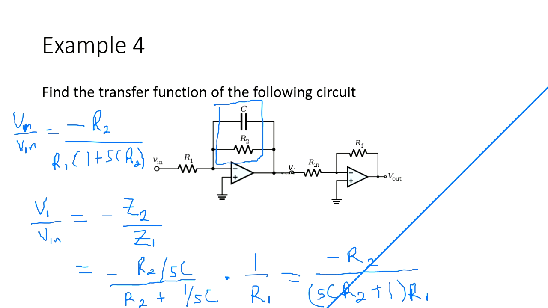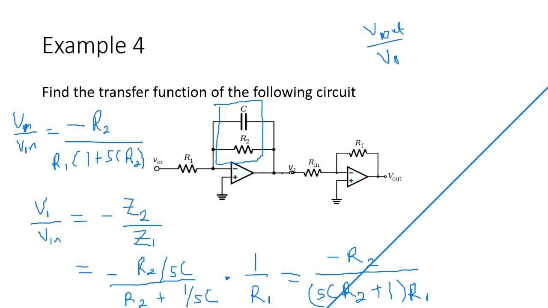I may have to write it again because this is going to be wiped away, and then I can use the other part. Let me use this side. We need to find now V out over V1.